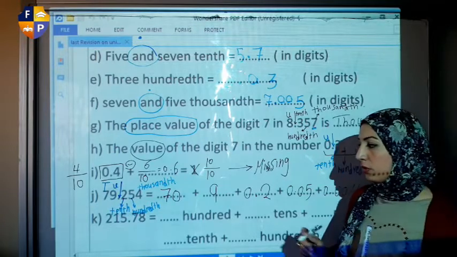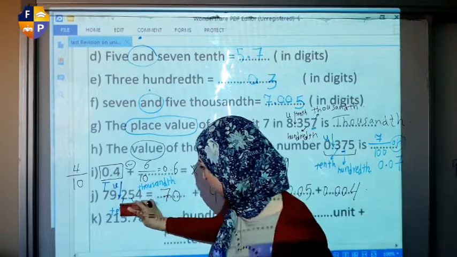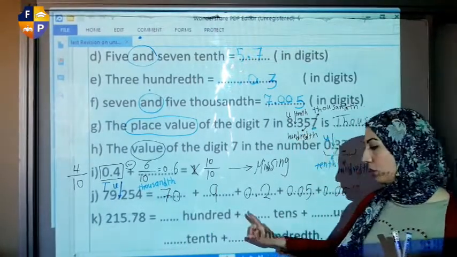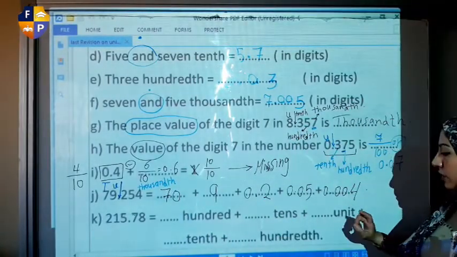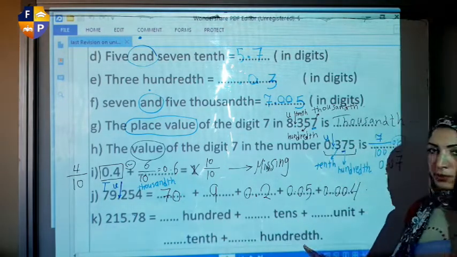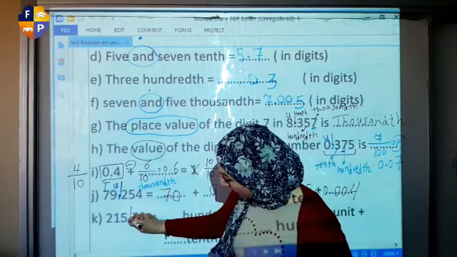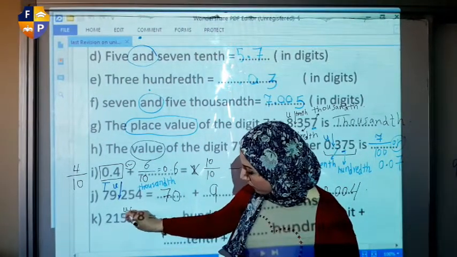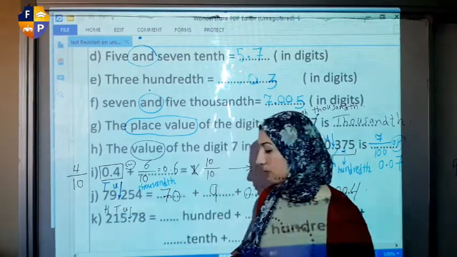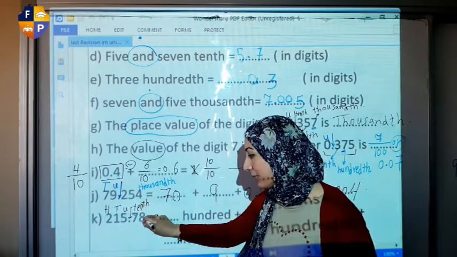Next one, 215.78 equals. Which digit is in hundredths, which digit in tens, which digit in units, which digit in tenths, and which digit in hundredths. First, we will write the place value for each digit. We start from the decimal point, 5 units, 1 ten, 2 hundreds. Next, 7 tenths and 8 hundredths.